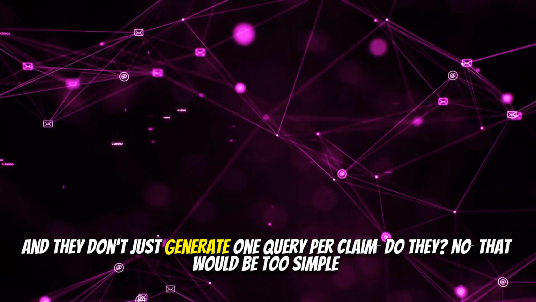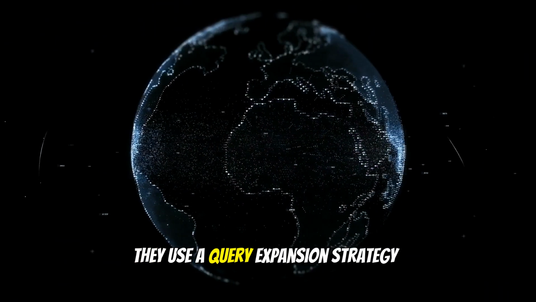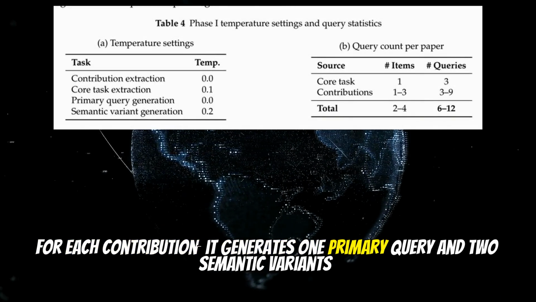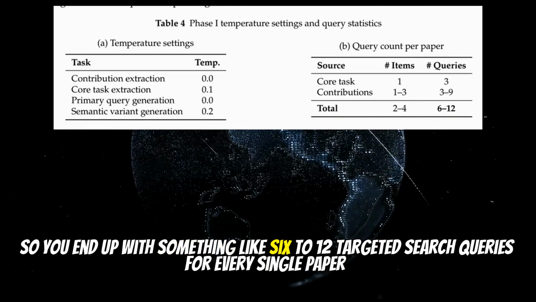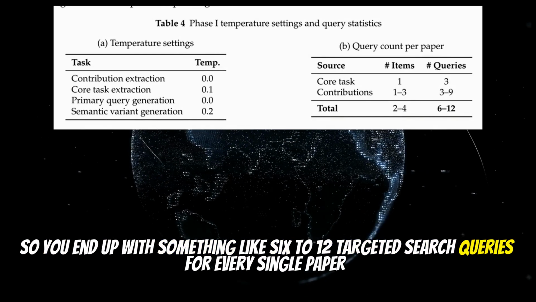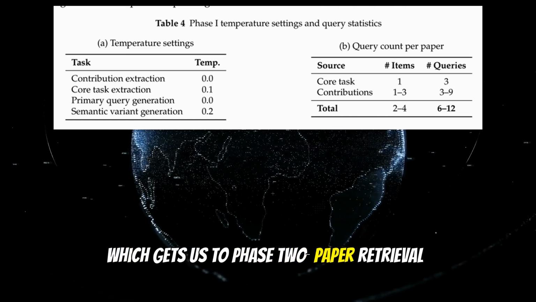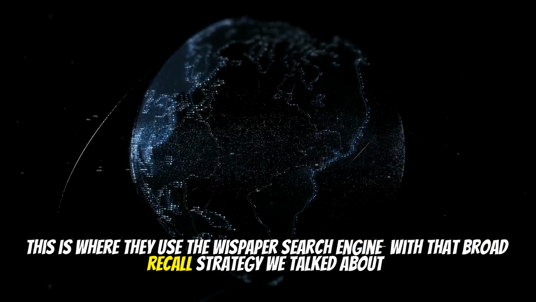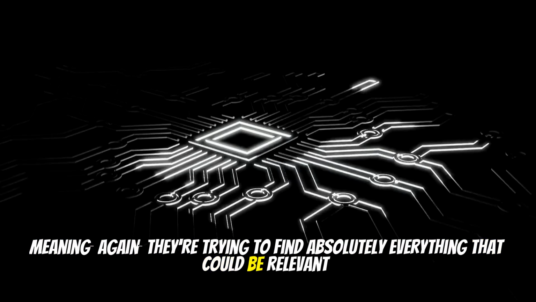And they don't just generate one query per claim, do they? No, that would be too simple. They use a query expansion strategy. For each contribution, it generates one primary query and 2 semantic variants. So you end up with something like 6 to 12 targeted search queries for every single paper. Which gets us to phase 2, paper retrieval. This is where they use the Wispaper search engine with that broad recall strategy we talked about. Meaning, again, they're trying to find absolutely everything that could be relevant. Yep.